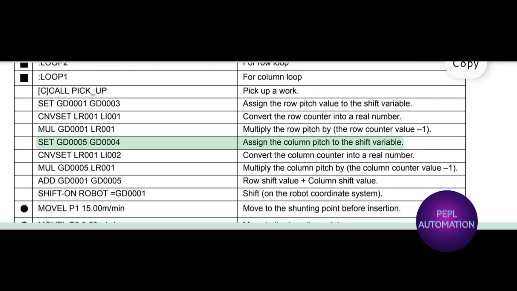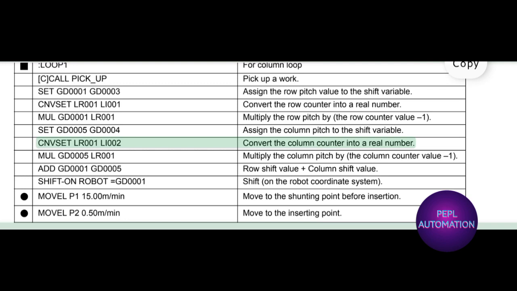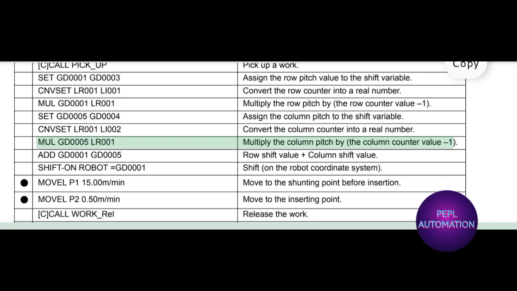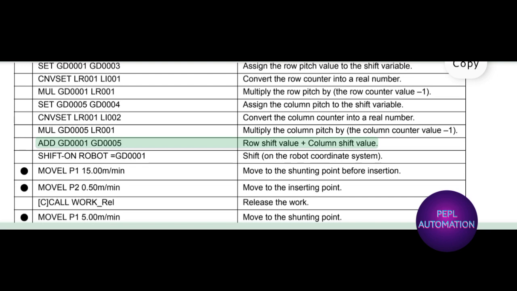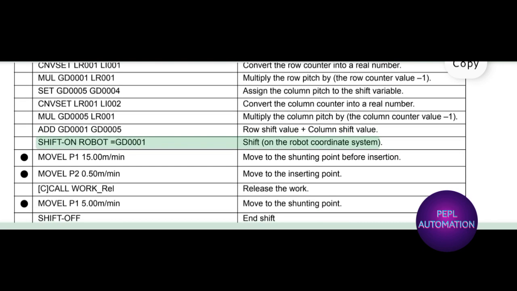Set GD0005 GD0004. Assign the column pitch to the shift variable. CNVSET LR001 LI002. Convert the column counter into a real number. Mul GD0005 LR001. Multiply the column pitch by the column counter value minus 1. Add GD0001 GD0005. Row shift value plus column shift value. Shift on robot equals GD0001. Shift on the robot coordinate system.